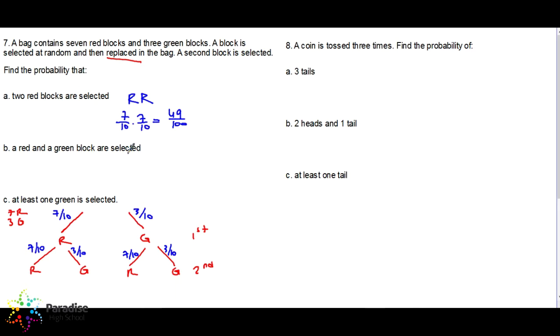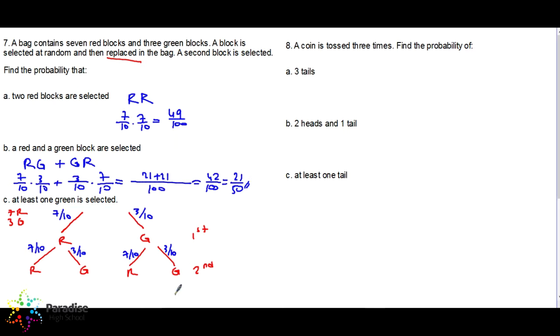A red and a green block are selected. So what are the possible outcomes? A red and green. So it can be RG or it can be green and red, GR. Okay, what is RG? R is 7 over 10 times G is 3 over 10, plus G is 3 over 10 times R is 7 over 10. Never simplify during the multiplication. We just write the common denominator 100. It's going to be 21 plus 21. So that's going to be 42 out of 100. Now simplify. It's going to be 21 out of 50.